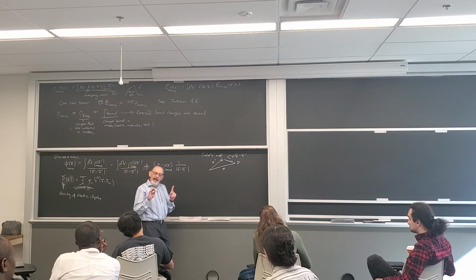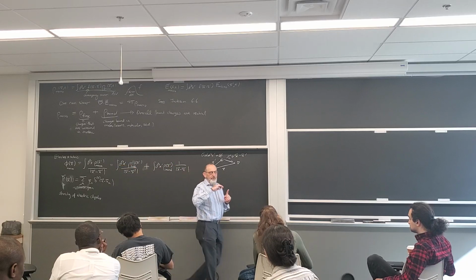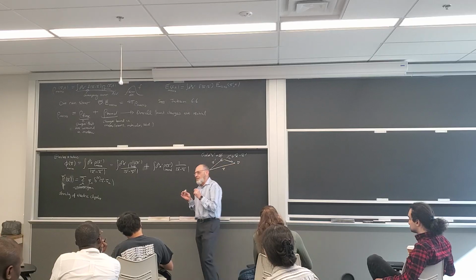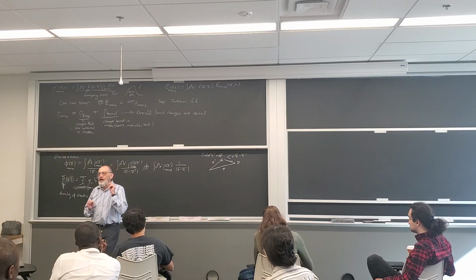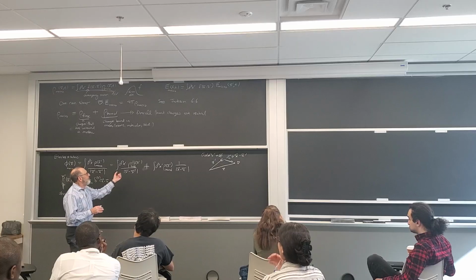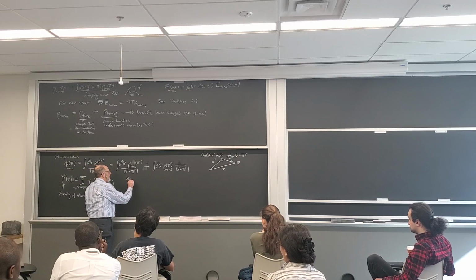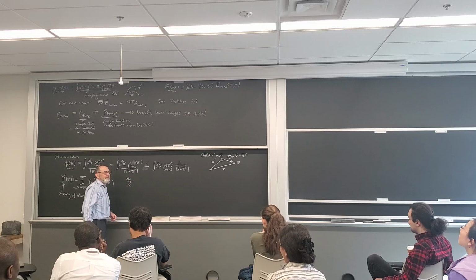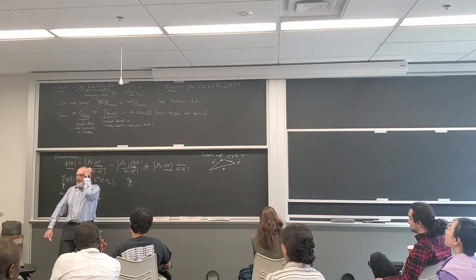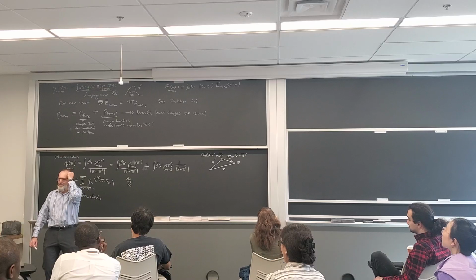P dot E is the energy of a dipole interacting with an electrostatic field. I'm asking a slightly different question. I'm asking, what is the potential? This is the potential of a point charge. Potential of a point charge is dq over r. What is the electrostatic potential of a dipole?